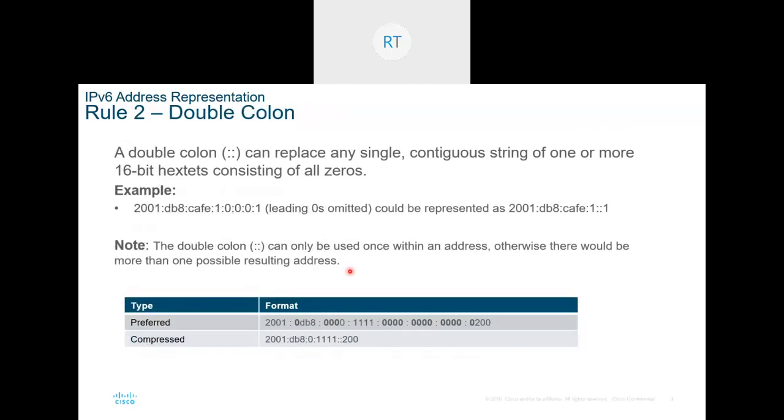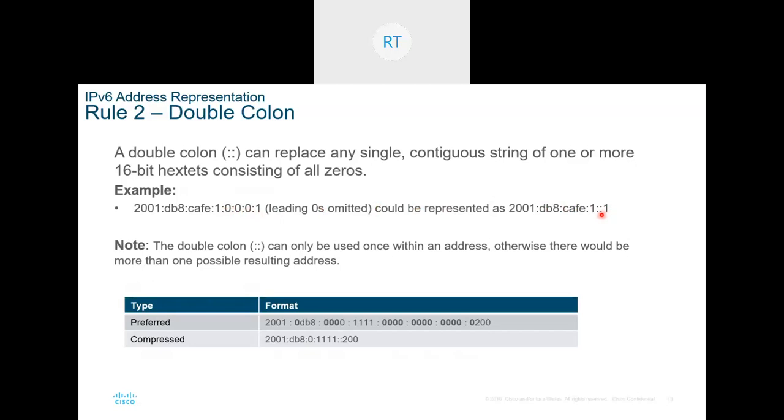The second rule is you use a double colon to replace any single contiguous string of 1 or more 16-bit hexes consisting of all zeros. So this is what it means. Let's look here. In the example we've seen on the other side, we reduced the address to this, but then you notice there is a 0, there is a 0, there is a 0. Zeros, or contiguous strings of zeros, are following each other. So these can be replaced by a double colon. So instead of having these 0, 0, 0, put a double colon there.